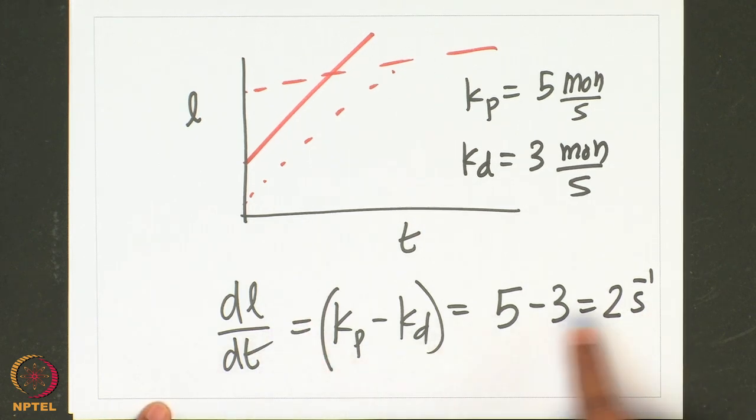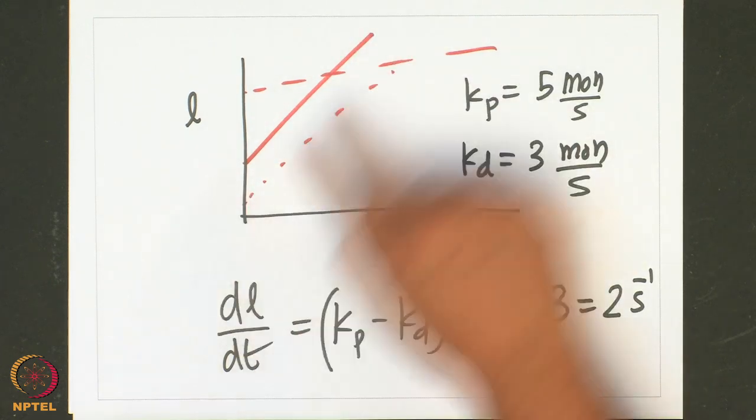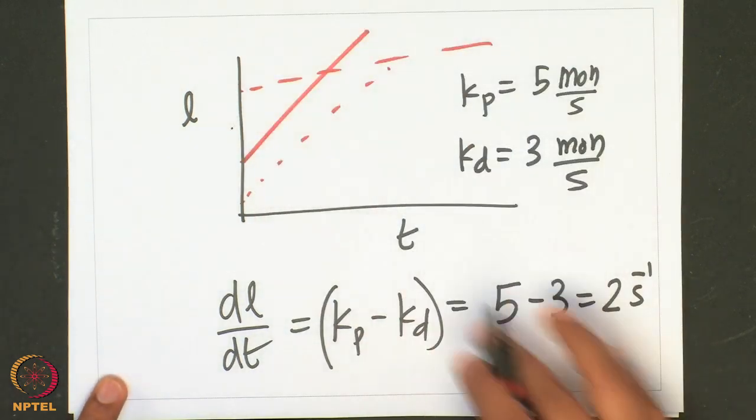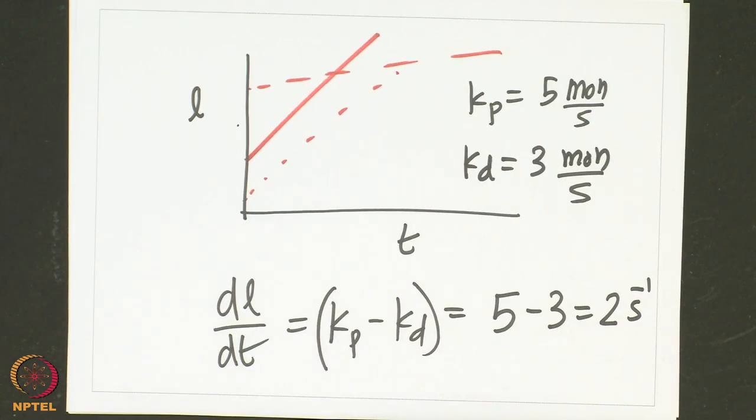So, if I know that dL by dt is 2 per second, I know that the slope is 2, I have a straight line. But as we know, it could be any straight line, there could be infinite lines which have a slope equal to 2, just like we saw just now. So, how do we now get the precise straight line, the precise actin length versus time curve? How will we get it?